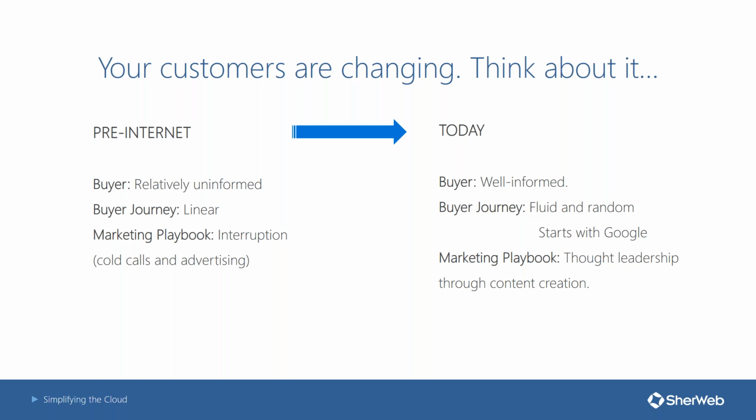Nowadays, it's changed a lot. So the buyer is usually well informed. When we're planning on buying a new TV, we rarely just walk into Best Buy and pick up the first one around the corner. We usually do research, we compare models, we compare brands. So the buyer's journey is really fluid, it's really random, but both good and bad, it starts on Google most of the time.